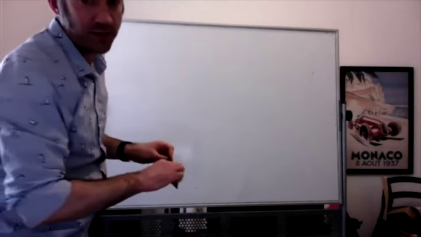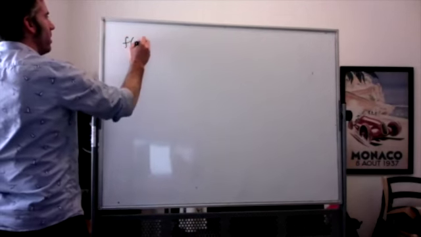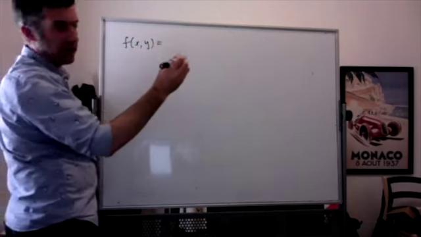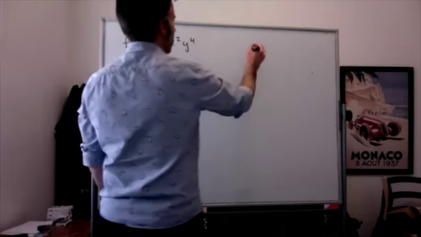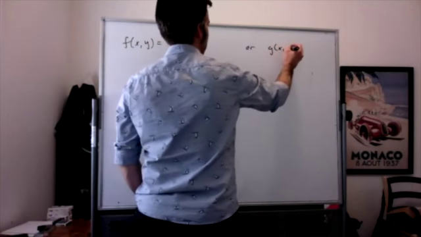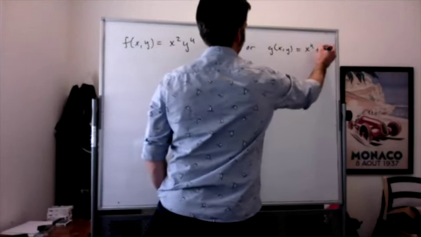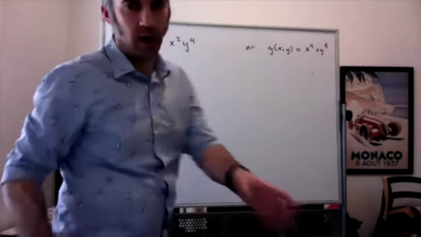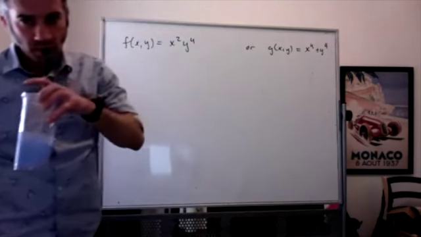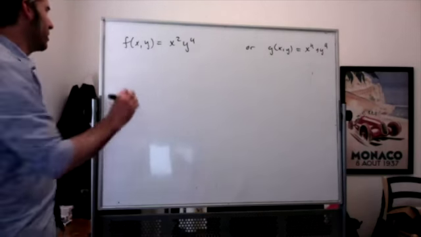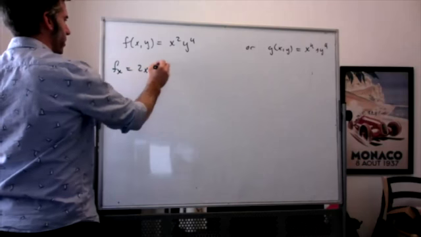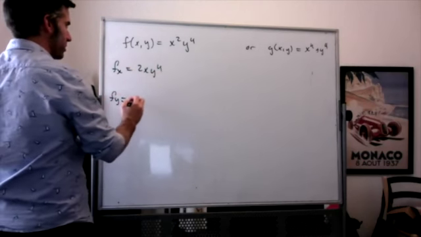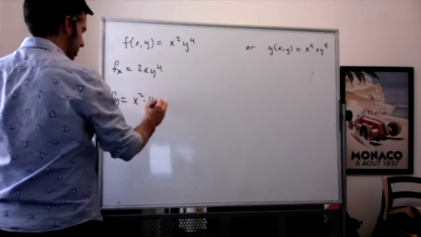So let's look at this function. f of x, y equal to, what do we got here? x squared times y to the 4th. Another example would be g of x, y equal to x to the 4th plus y to the 4th. These are 2 pretty common examples. So let's find the partials. f_x is 2x y to the 4th. f_y is x squared times 4y cubed.